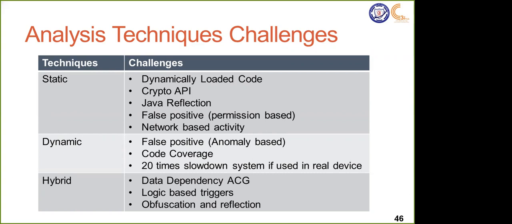There are also false positives if an analysis system is designed based only on permissions, that is, whether an application is using a permission or not. Based on this, false positives are generally introduced with static analysis. And there is network-based activity: suppose an application is performing a malicious action based on network activity, like DDoS attacks.